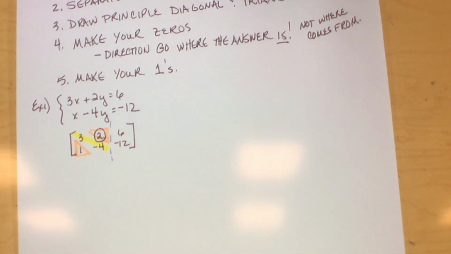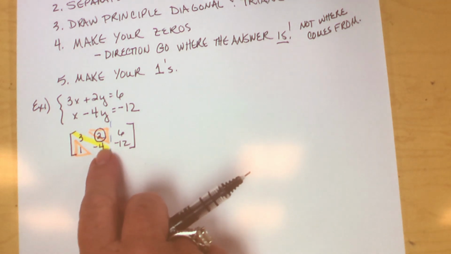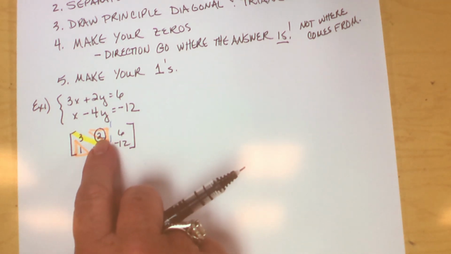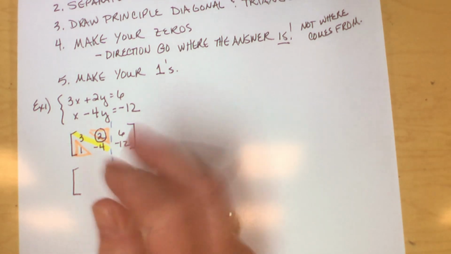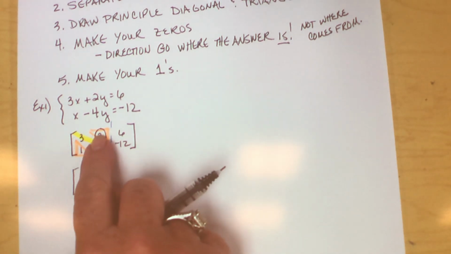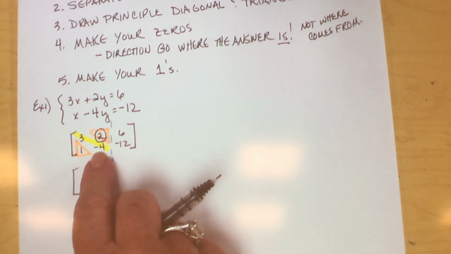Now, if somebody's looking at my paper, what does that circle say to them? It's a 0. I'm fixing to make this guy a 0. My next step is to make this guy a 0. So how am I going to make him a 0? Well, I'm going to multiply him by 2 and add him to that. Do you agree with that?